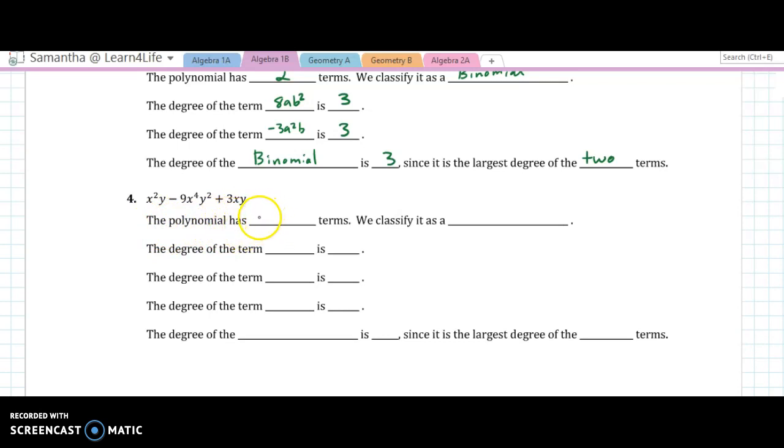Okay, so hopefully you tried this one out and you're just checking your answer now. The polynomial has 1, 2, 3 terms. So then we'll classify it as a trinomial. The degree of the term x squared y is 3, 2 plus 1. The degree of the term negative 9x to the 4th y squared is 4 plus 2, 6. The degree of the term 3xy is 1 plus 1, 2. So the degree of the trinomial is 6, since it is the largest degree of the 3 terms.